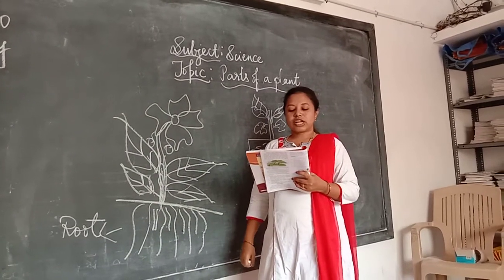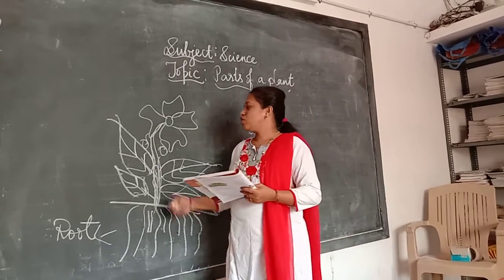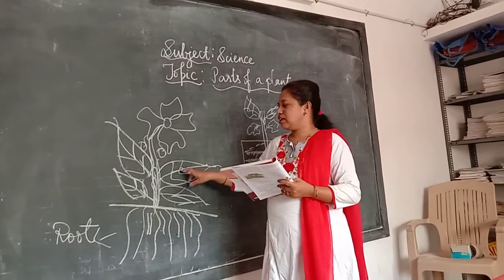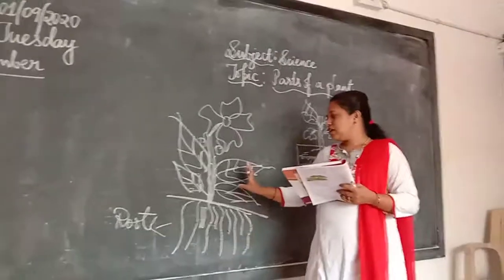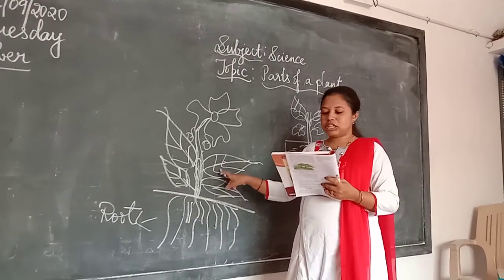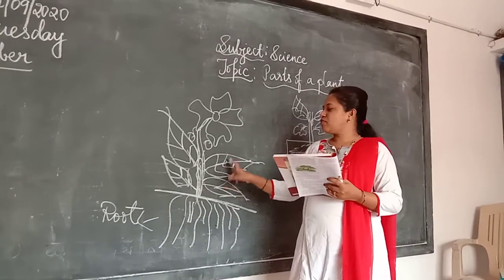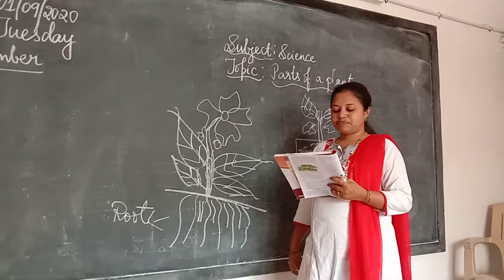The stem also transports the food prepared by the leaves to the different parts of a plant. So you know the leaf is the food factory of a plant. So food is prepared in the leaves. In a plant, food is prepared in the leaves. So what does the stem do with the food from these leaves? It carries it to all the other parts.